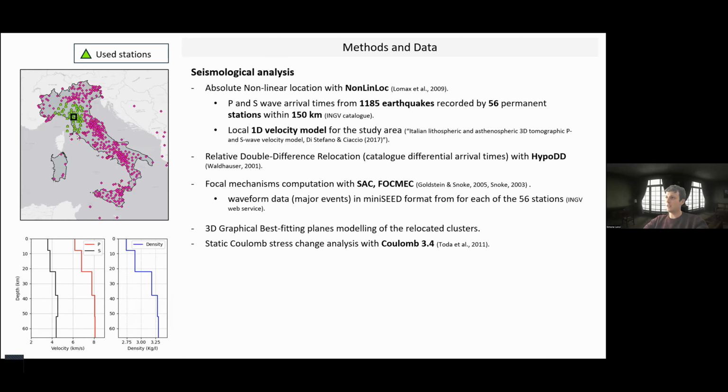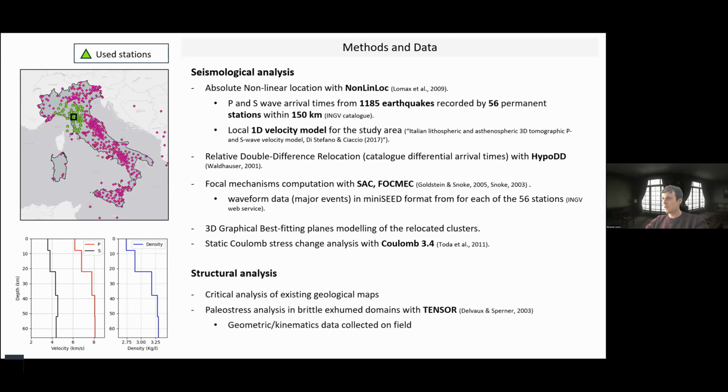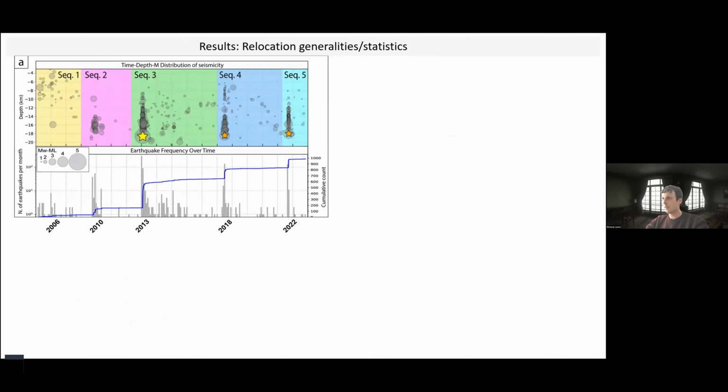We then refine the event clustering with double-difference relocation using HypoDD and catalog differential arrival times. For major events, we then manually pick the P-wave polarities and constrain the focal mechanisms with FOCMEC. We then model the 3D fault planes geometrically using Okada standards and use them to simulate the transfer of stress after the 2013 main shock. Then we finally used a field-based structural approach to constrain the paleostress conditions of exposed transverse structures.